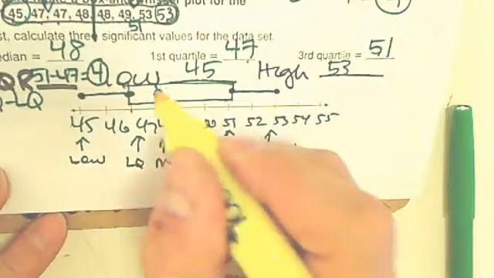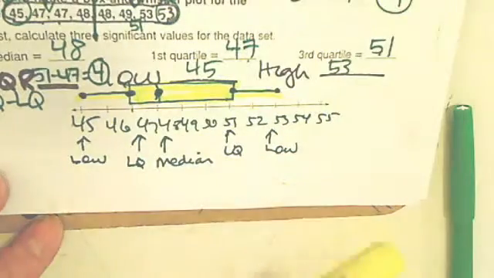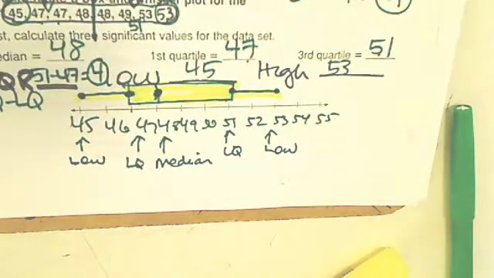So then you have a box in the middle. This box tells you the range, and the whiskers tell you how far they reach out. Box and whisker.